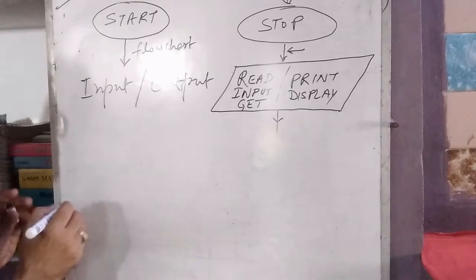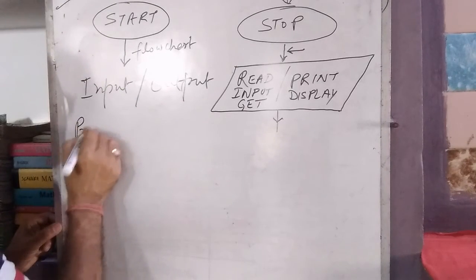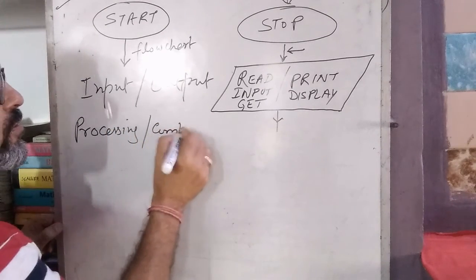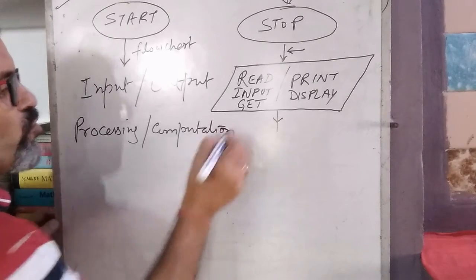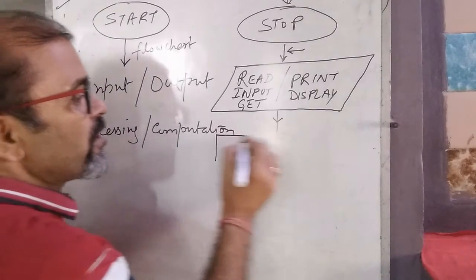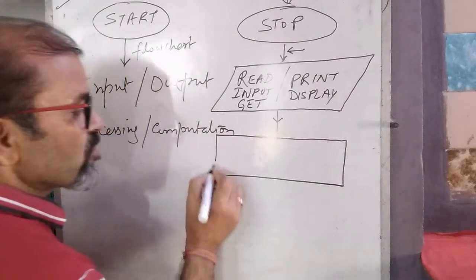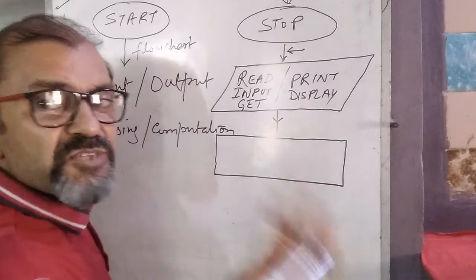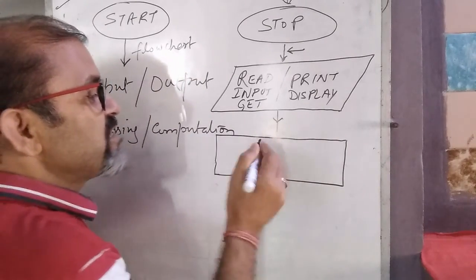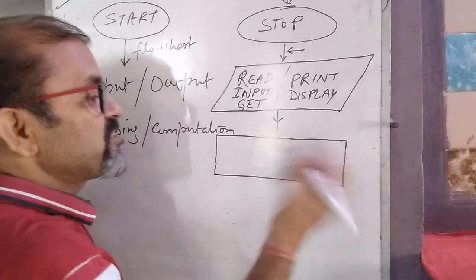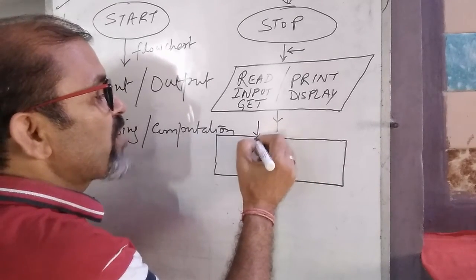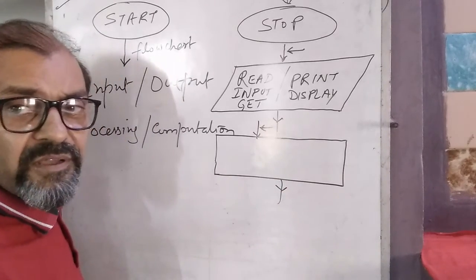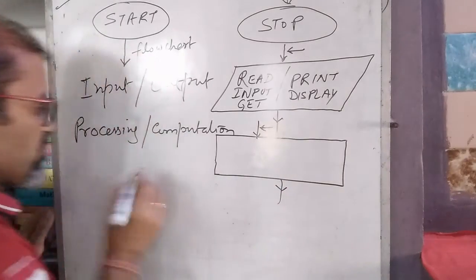Thereafter, we draw another symbol called the processing symbol or computation symbol, where we can do initialization and any type of calculation also. Calculation means plus, minus, multiply, divide, anything, and initialization means something like x equal to 10, x equal to 20, like that. Any number of lines can enter into it, but one and only one line can exit out of it. This is your processing or computation symbol.